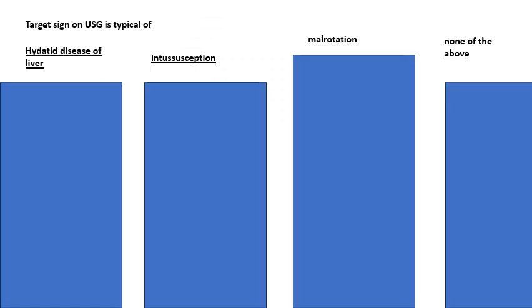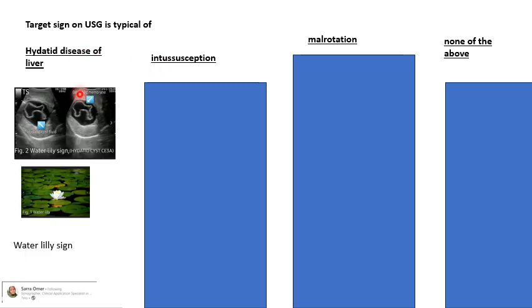Now, target sign, this is a very famous sign on ultrasound, typical of, let's see the options. You have the options: hydatid disease, intersusception, malrotation, or none of the above. Let's look at the options. Hydatid disease is where you get the water lily sign. This is from my friend Sana Omar. She has sent it to me. It's known as the water lily sign.